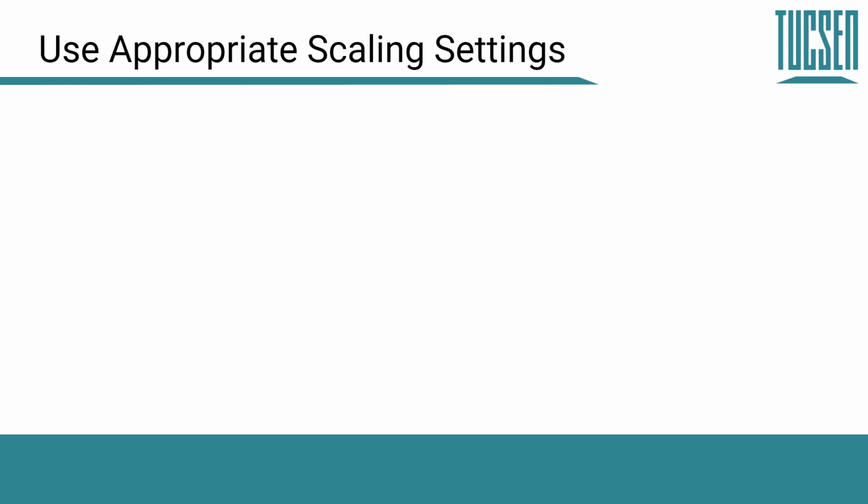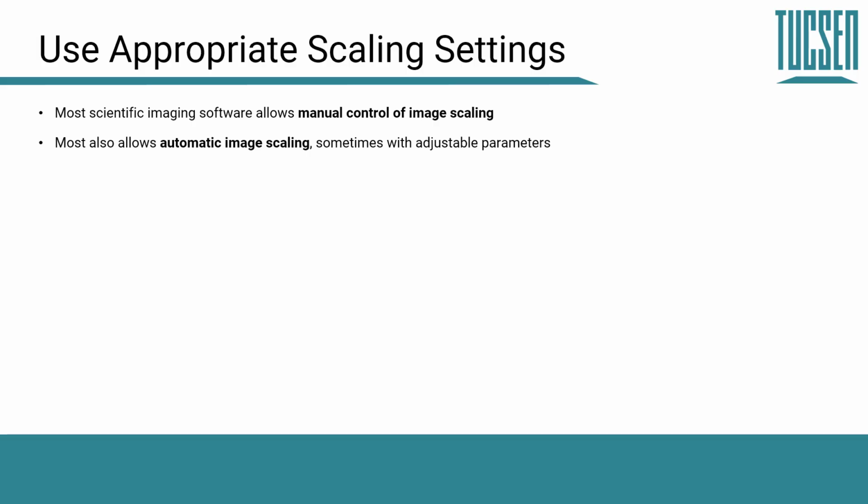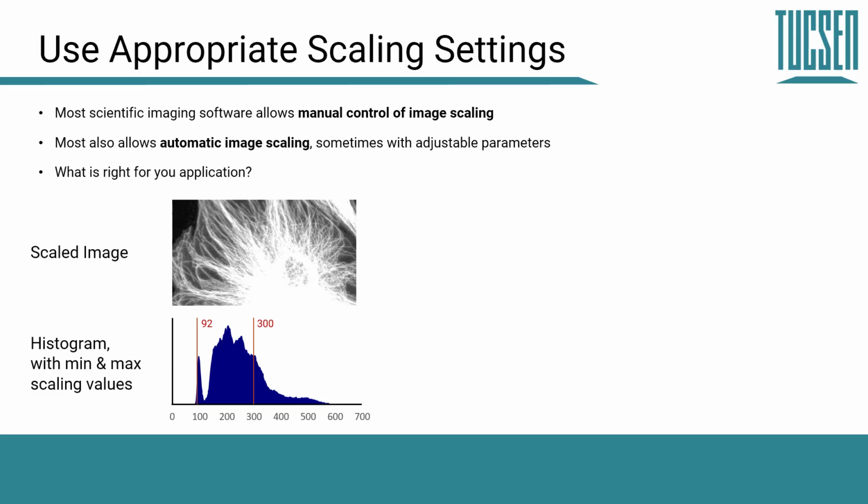So we can use appropriate scaling settings for the type of imaging that we're doing. Most scientific imaging software does allow this manual control over the image scaling. And most also allows automatic image scaling, where you don't have to worry about it. Sometimes you have adjustable parameters as well for exactly how this is implemented. And the question is, what is right for your application? We'll just have a look at a couple of different examples of what different image scalings can look like.